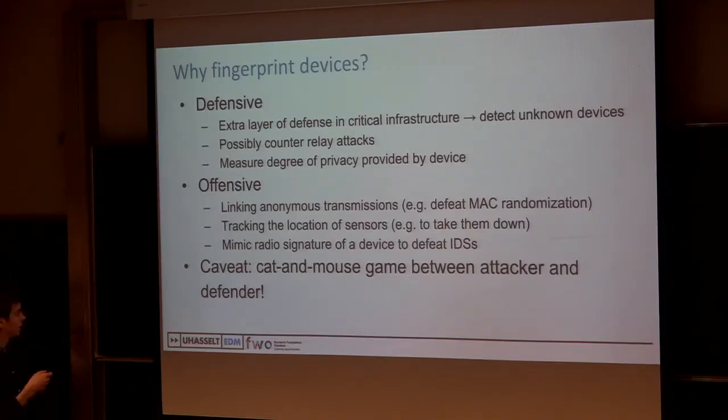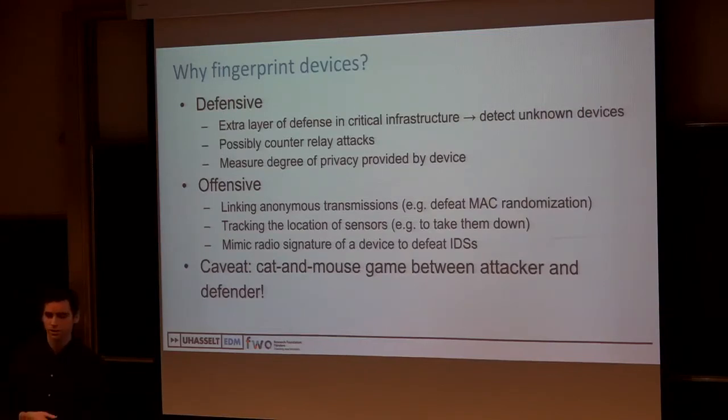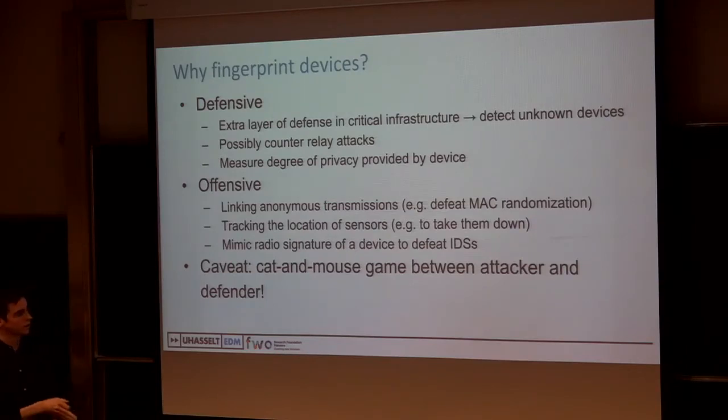And the offensive use case is exactly the opposite. So you could use it to link anonymous transmissions. For example, people have used this before in the case of MAC address randomization. Even though the MAC address is randomized in that case, you can still go back to the physical layer and fingerprint devices on that level and de-anonymize them based on the physical layer signal. And then there is tracking the location of sensors or mimicking radio signatures. So that's the opposite of providing this layer of defense.